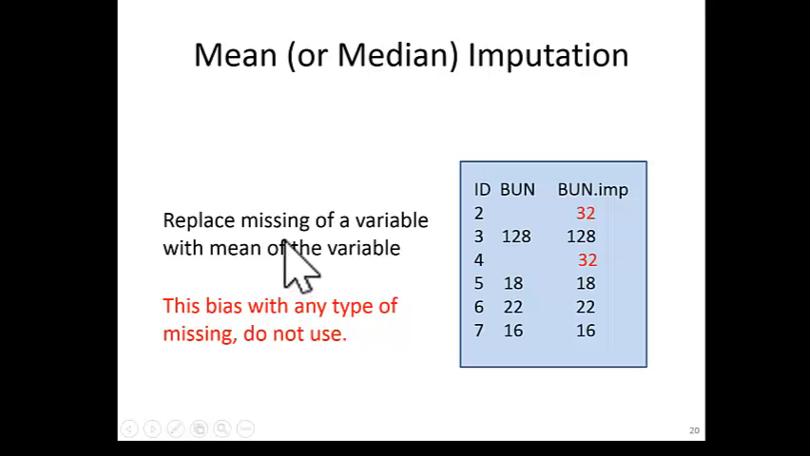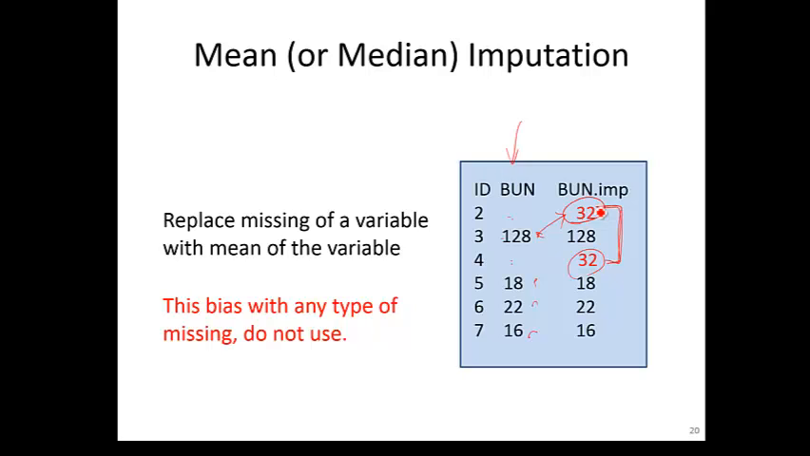In mean imputation, you replace missing values of a variable. Let's say you have BUN containing missing values, and you replace the missing BUN with the mean of BUN from other patients. So we compute the mean from the observed values, and then replace with this. This person has missing BUN, so I'll replace it with 32. And as you might have noticed, in persons who miss BUN, the imputed values are all the same.